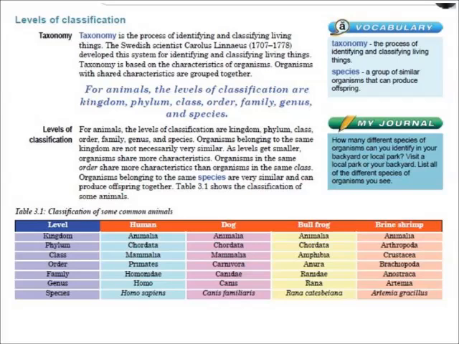For animals, the levels of classification are kingdom, phylum, class, order, family, genus, and species. Organisms that belong to the same kingdom are not necessarily very similar. As levels get smaller, organisms show more characteristics. Organisms in the same order share more characteristics than organisms in the same class. Organisms belonging to the same species are very similar and can produce offspring together.